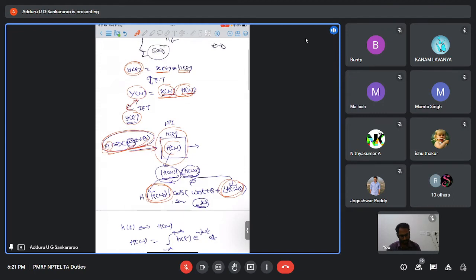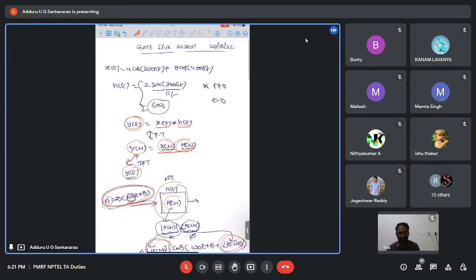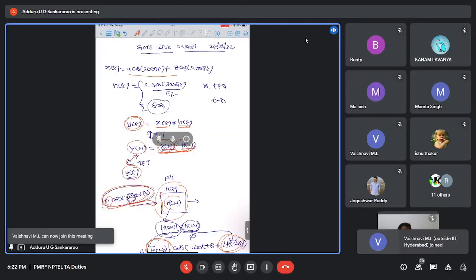You can try later. Try to find the convolution directly in the time domain. It's very difficult to solve, actually. That's why we don't do it in the time domain. You can do this in the frequency domain. We can find X of omega, we can find H of omega, we multiply, and we get Y of omega.